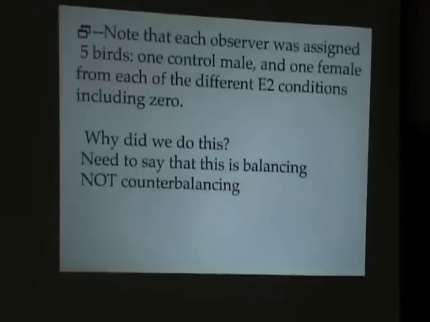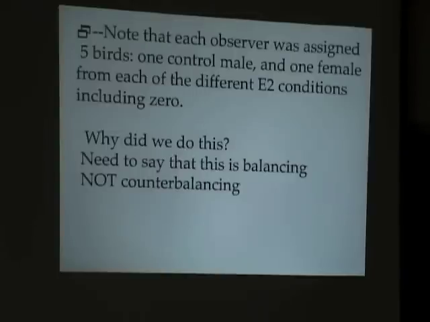Okay, and this is a little subtle behind-the-scenes thing that I built into this study. Each of you I'm going to call an observer. You got 5 birds, and I think I even told you up front. One was a control male, one was a control female, and then you got one from each of the different estradiol conditions. So you got a 0, a 5, a 15, and a 50. So you should have ended up with 6 birds. Everybody get 6 birds? Hope so.